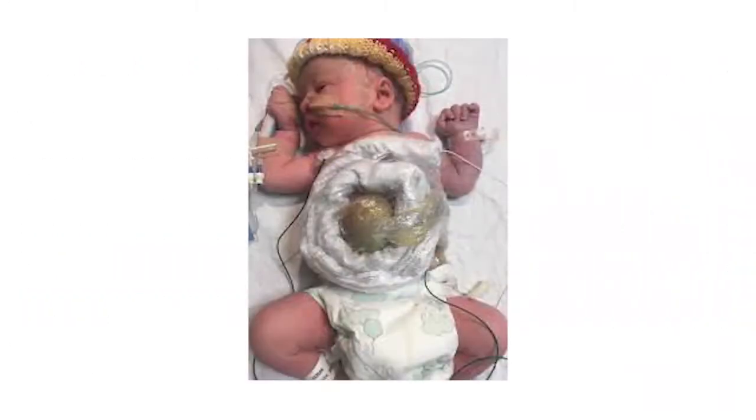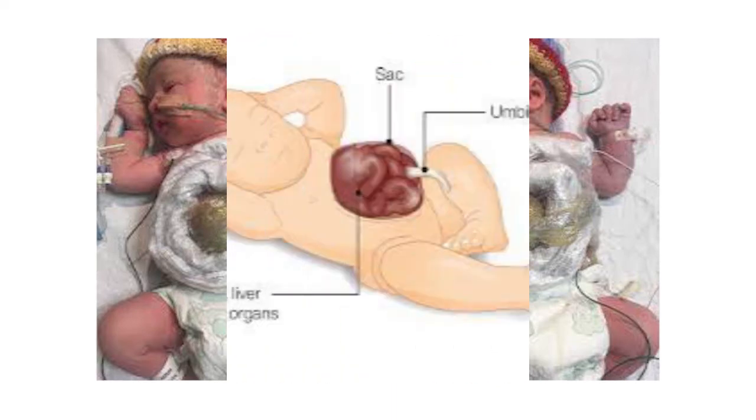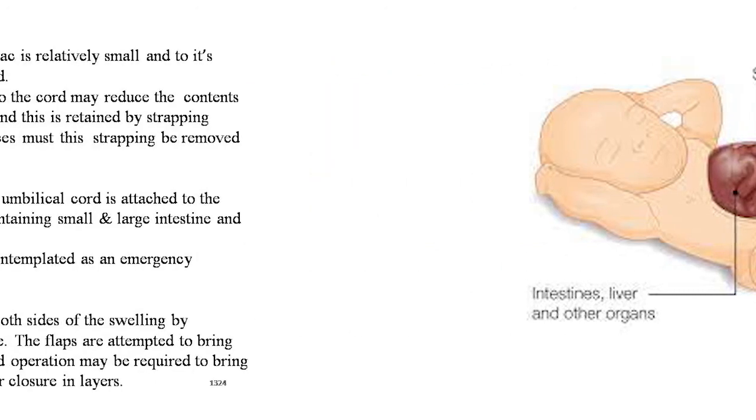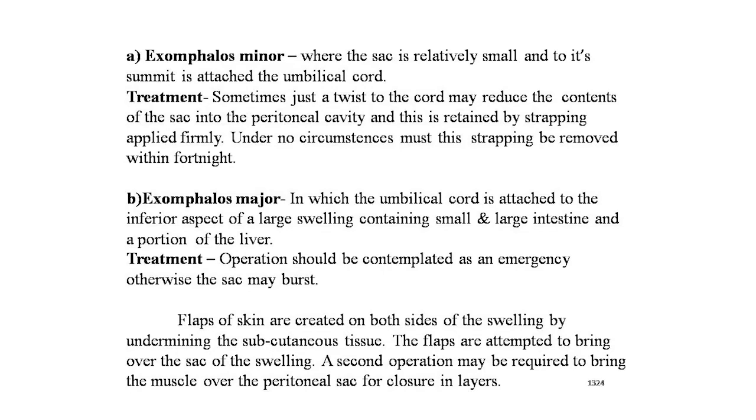Dear students, here is a picture of the neonate showing the exomphalos. The organs remain protruded, being covered by a membrane which consists of an outer layer of the amniotic membrane, a middle layer of Wharton's jelly, and an inner layer of the peritoneum. This is the clear picture of the exomphalos. This is the second picture, where the sac contains the umbilical cord, the intestine, liver, and other organs. The exomphalos minor is where the sac is relatively small and to its summit is attached the umbilical cord.